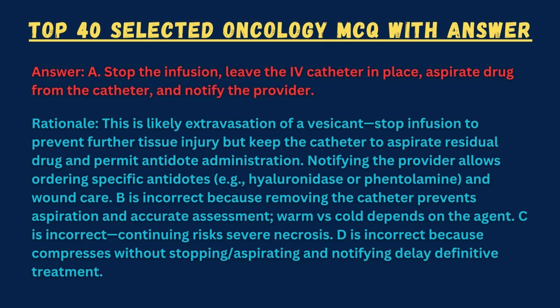Answer. A. Stop the infusion, leave the IV catheter in place, aspirate drug from the catheter, and notify the provider. Rationale. This is likely extravasation of a vesicant. Stop infusion to prevent further tissue injury, but keep the catheter to aspirate residual drug and permit antidote administration. Notifying the provider allows ordering specific antidotes, for example, hyaluronidase or phentolamine, and wound care.